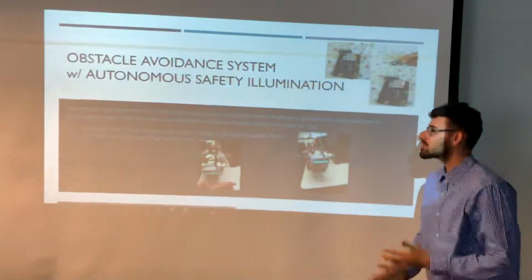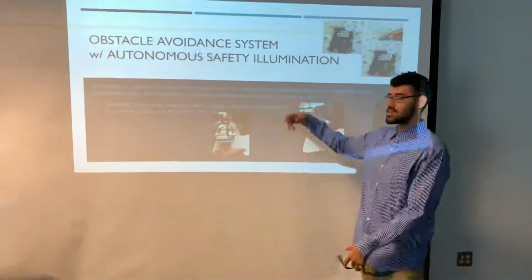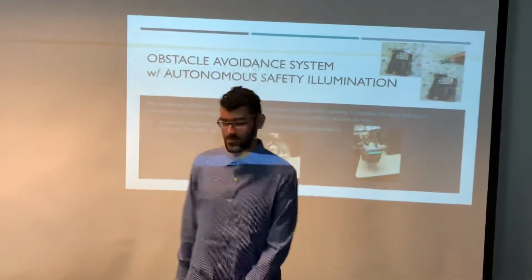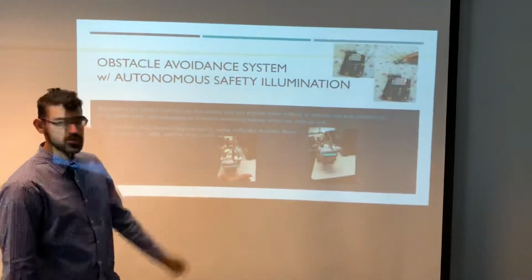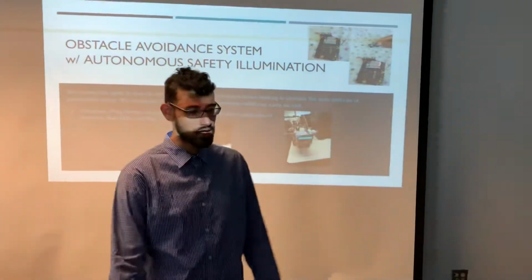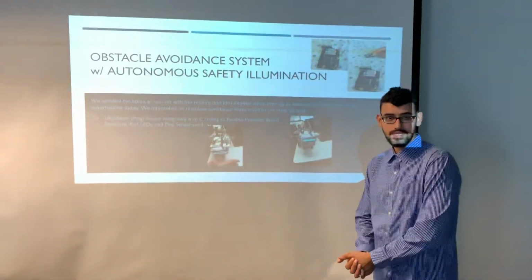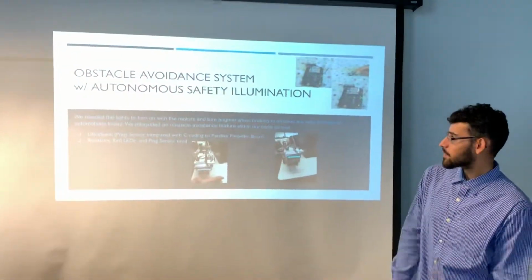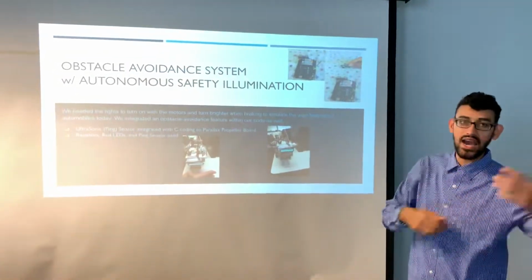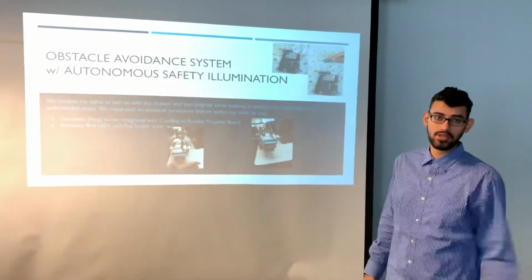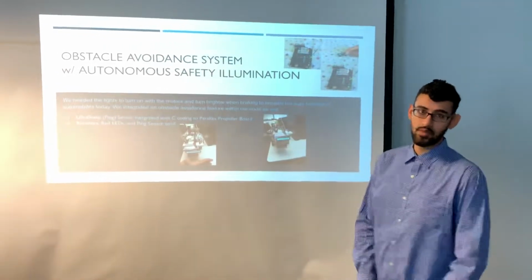So, my part was the obstacle avoidance system, included with the autonomous safety illumination, aka brake lights. So what I did was I used the parallax board and an ultrasonic ping sensor. What that does is it detects if there's an object, and if an object is detected within 60 centimeters, it sends a high signal to the GPIO pin on the Raspberry Pi, and that tells it to break the loop and stop the motor.